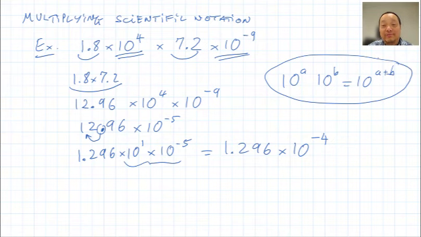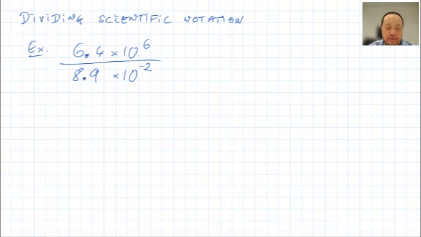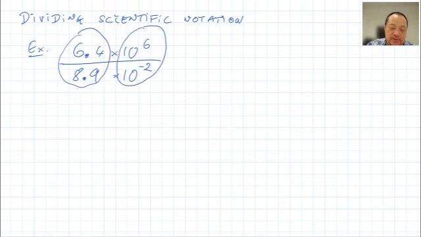Now let's talk about dividing. All right, let's take this example: 6.4 times 10 to the 6th divided by 8.9 times 10 to negative 2. Well, if you remember the rules of multiplying and dividing numbers, you know you can separate this out from that one. 6.4 divided by 8.9, I divide it out, and I get 0.719. And then over here, I have 10 to the 6th divided by 10 to negative 2.